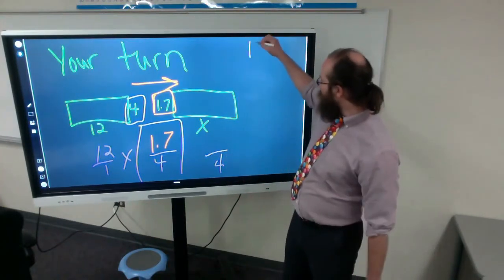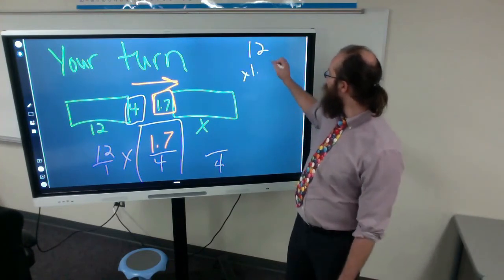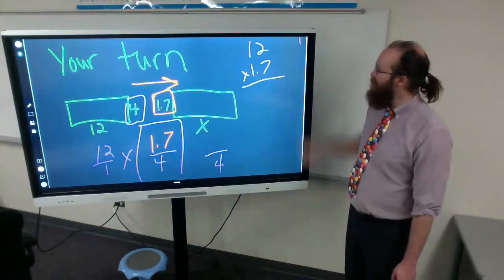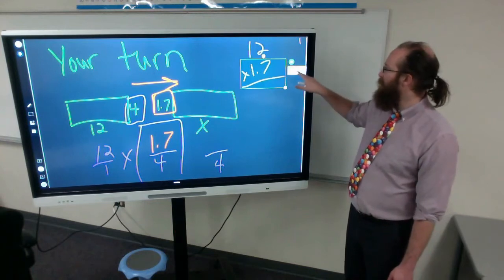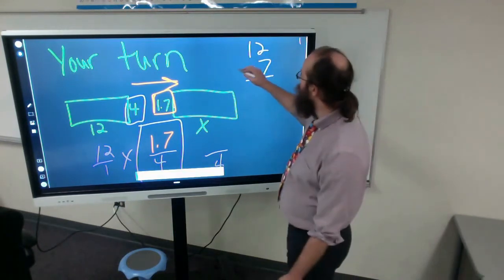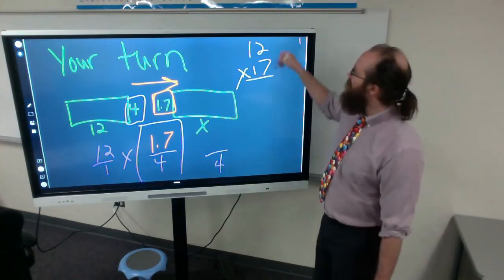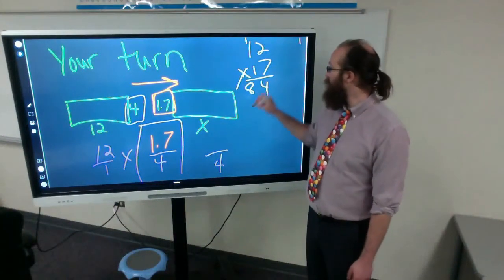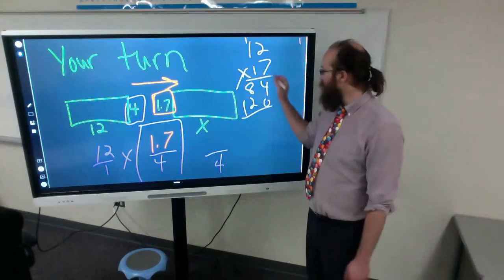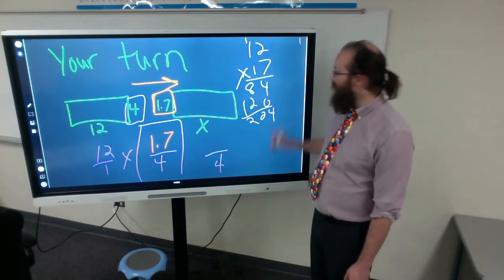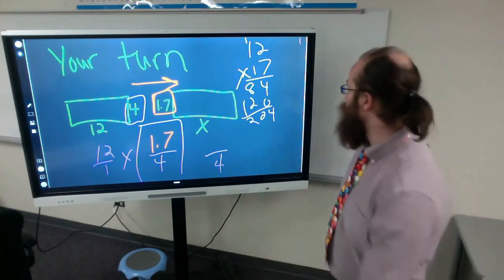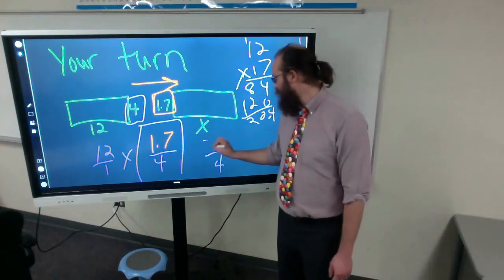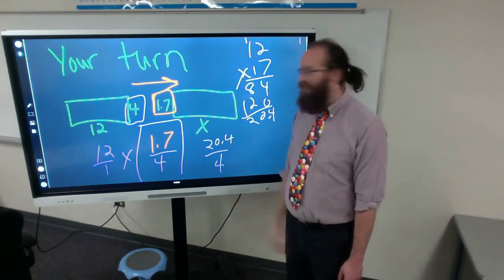And 12 times 1.7 is not that difficult, right? Remember our decimal rule. We count how many decimals there are. There's 1, and then we get rid of it. So 12 times 17 with 1 decimal in our answer. 7 times 12 is 84. And then 1 times 12 is 120. We get 204. And remember, we have 1 decimal. So the correct answer for x should be 20.4 on top, divided by 4.